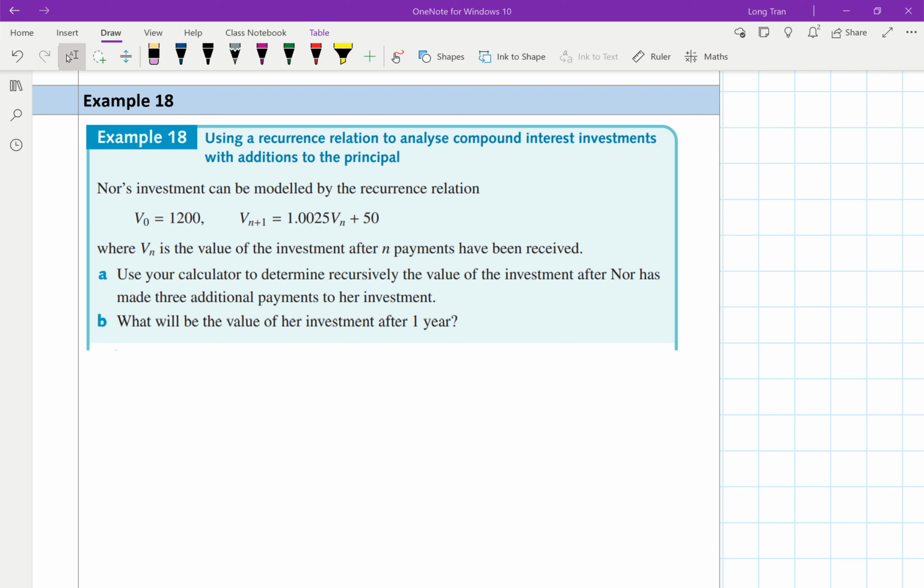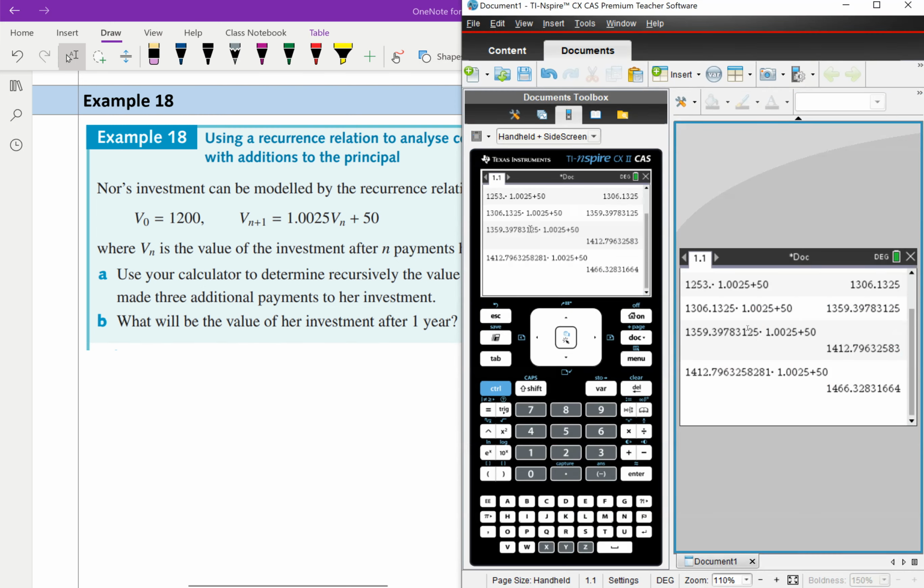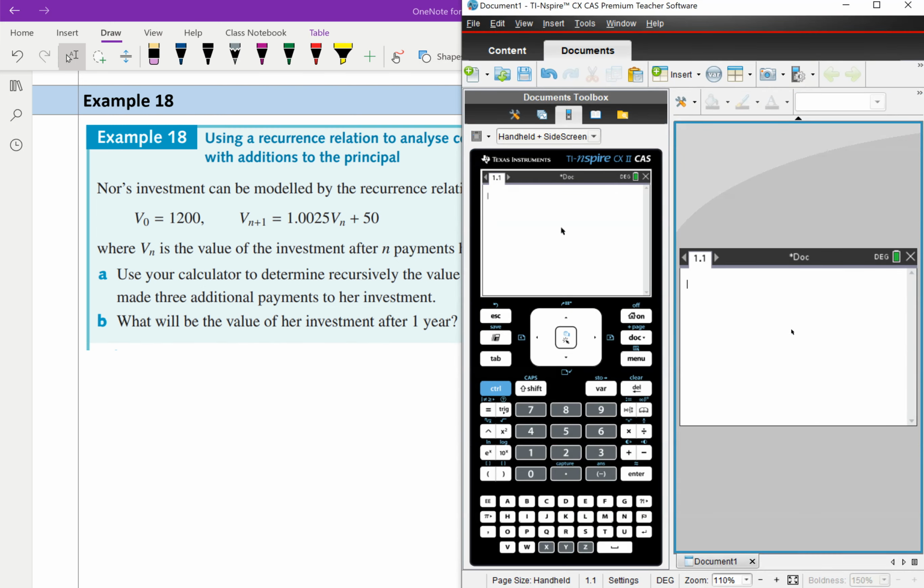She puts it into an account that earns a particular interest rate, and then every month she wanted to add on $50. Now here it says VN, where VN is the value of the investment after N payments have been received. Use your calculator to determine recursively the value of the investment after Nor has made 3 additional payments to her investment. So in my previous example, I have already accidentally done this myself. I'm just going to do it again just to remind you.